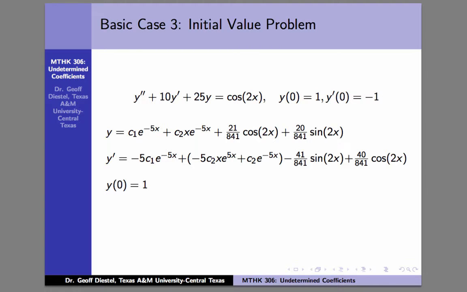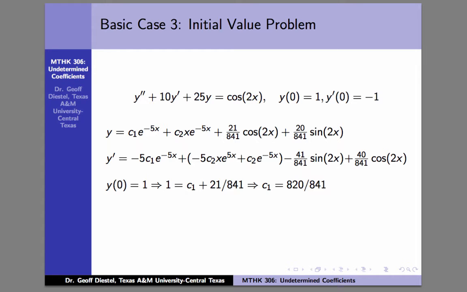So y of 0 equals 1, what does that mean? Well, this term becomes c1 because e to the 0 is 1. This term becomes 0 because there's an x there. The sine term also becomes 0 because sine of 0 is 0, and cosine of 0 is 1. So it becomes a very simple equation, and in this case, it actually tells us exactly what c1 is without having to do any extra work.